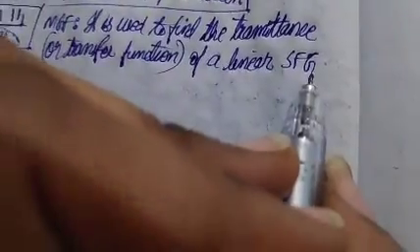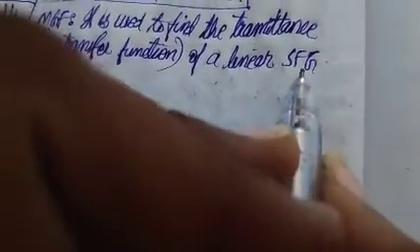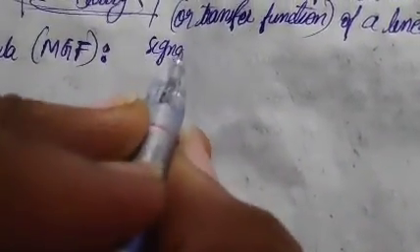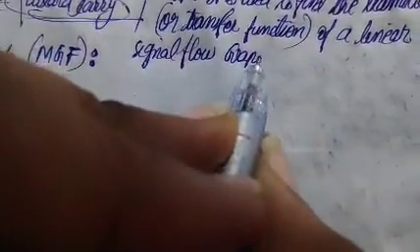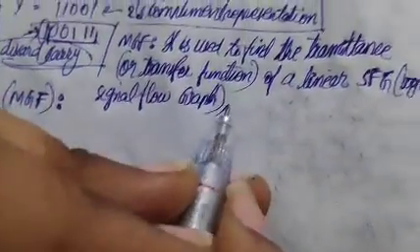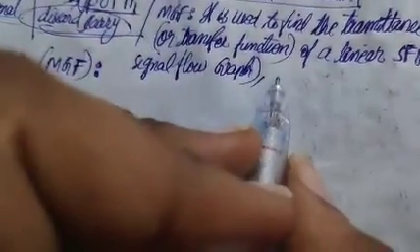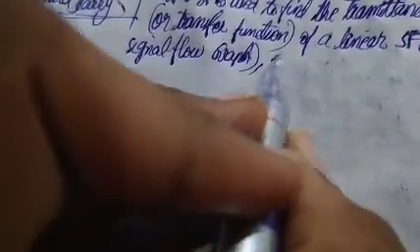For the signal flow graph, in short, we can name it as SFG, which stands for signal flow graph. The overall gain can be determined by this Mason's gain formula.